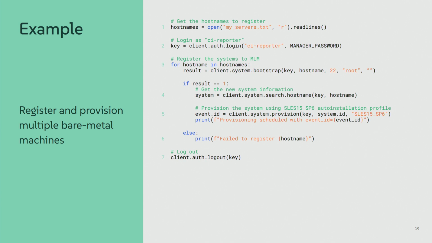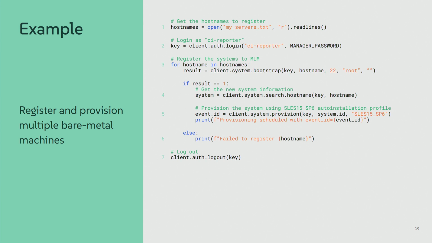And yeah, according to the result, if the result is success, I need to get a little bit of extra information from MLM for the newly registered system, mainly the ID of the system. So I'm going to the system search API, and I'm calling system.search.hostname, which is to search the registered system by their host names. And I retrieve that information in an object and assign to the variable called system.